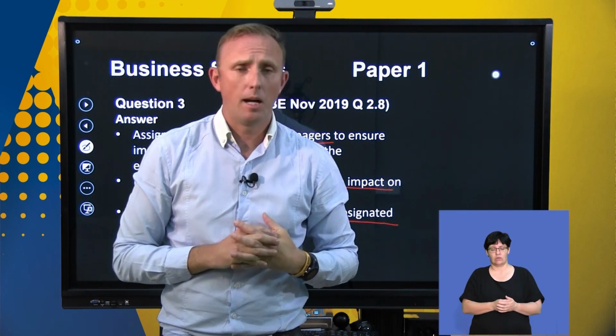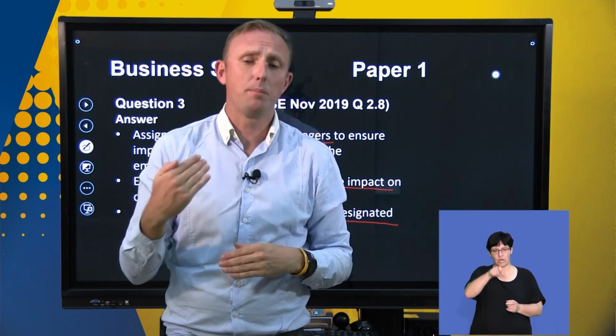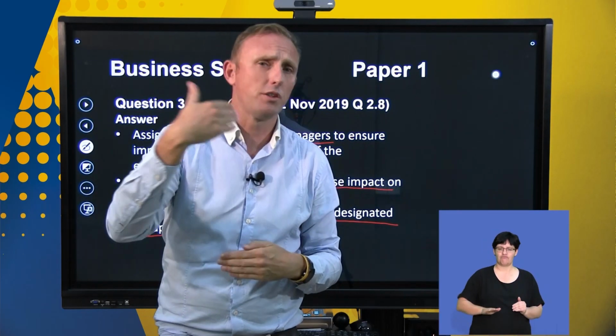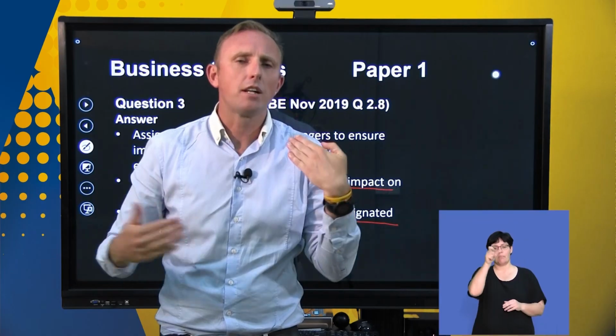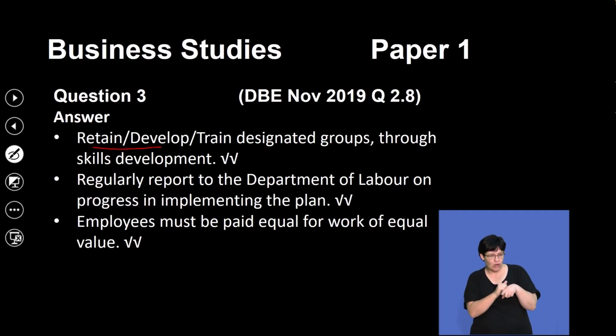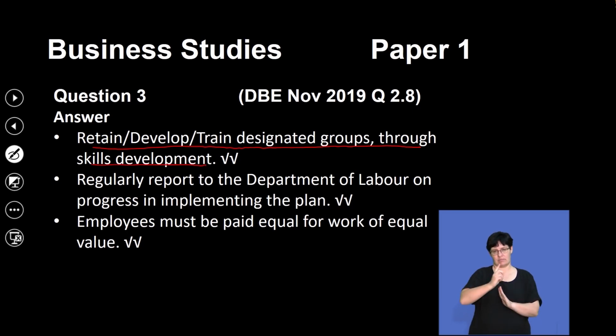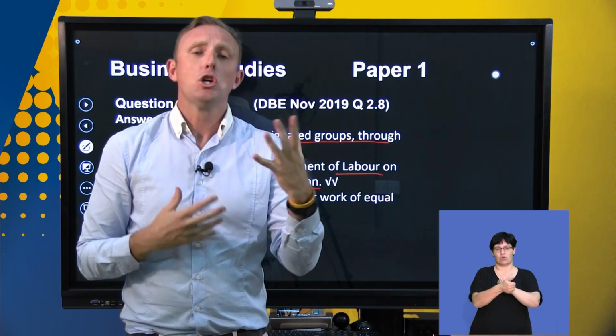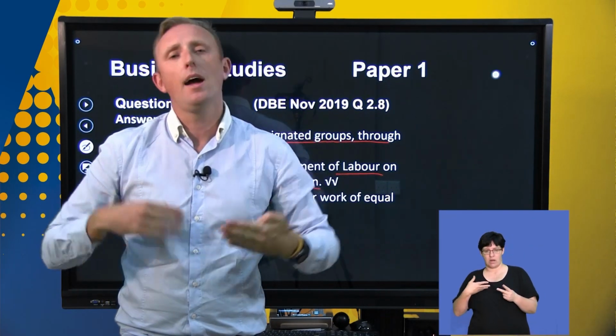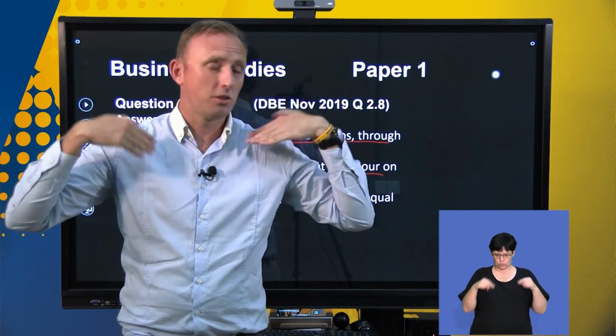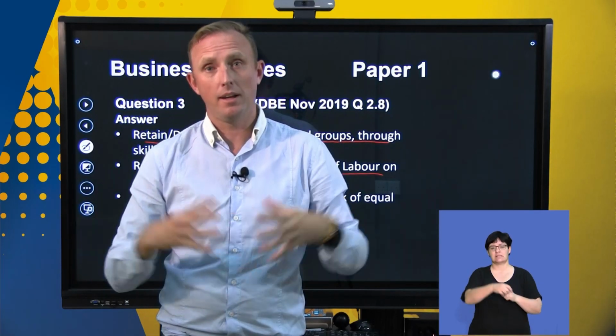So if you look at a lot of government buildings, there will be ways so that people who are disabled can get into the office. So there'll be office ramps, or there'll be special elevators, so that no one is left out. Everyone is included. We have to retrain, develop and train designated groups through skills development. Regularly report to the Department of Labour on the progress in implementing your plan, and employees must be paid equal for the equal value of work that they have. So you'll see that there's a lot of sports tournaments now where men and women get paid an equal amount, because they're saying they're doing the exact same amount of work, so therefore they should get paid equally.